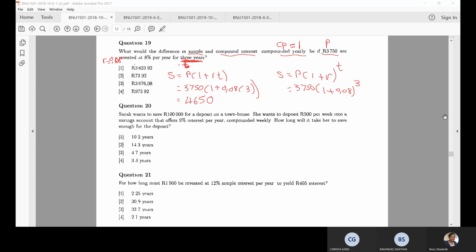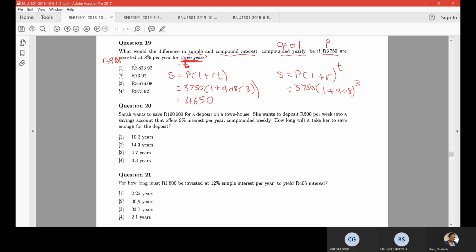Krista, do you have an answer for the compounding? Yes, Lizzie, I got 73.92. What is the answer for your compounding interest? Do you get 4,723.92? Okay, that's correct. And then I deduct the 4650, and I get 73.92.